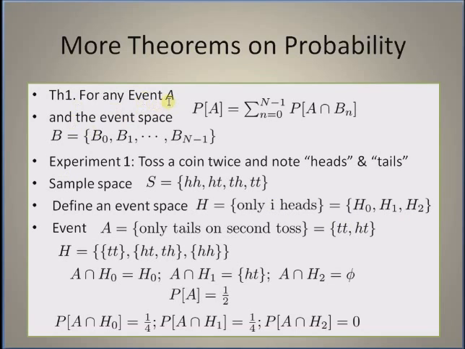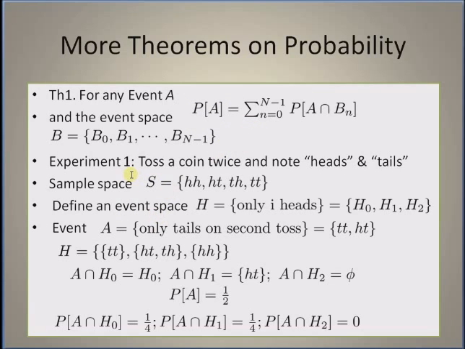Given an event A and an event space B that consists of the events B0 to Bn minus 1, the theorem says that the probability of A is equal to the sum of the probabilities of the intersection of A and Bn, where n is the index of the event in the event space. So let us look at an example of this theorem.